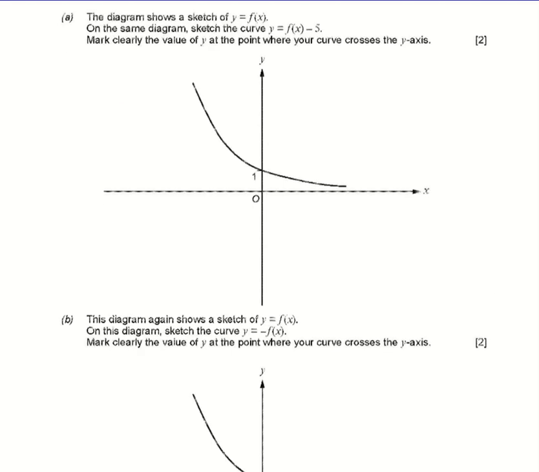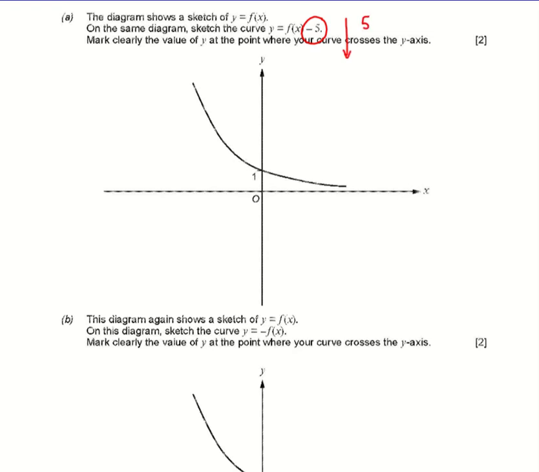We've got f of x, and it goes through 1 on the y-axis, and we've got to do a minus 5. Now the minus 5 is stuck on the end. It's not inside the bracket, so this is up and down. Adding and taking away is a translation when it's outside of the bracket, it does what you might think. So this graph is going to go down 5.